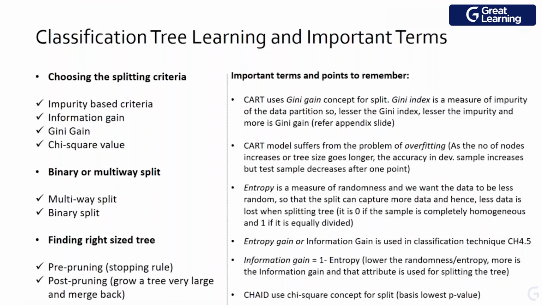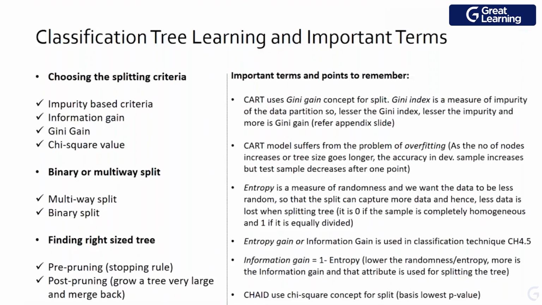So CART is based on Gini gain. Entropy or information gain is used in C4.5. Information gain is usually 1 minus your entropy. So the lower the randomness or entropy, the more the information gain, and that attribute is used for splitting the tree in C4.5. So we have covered CART and C4.5, the conceptual level things and what they are based upon.